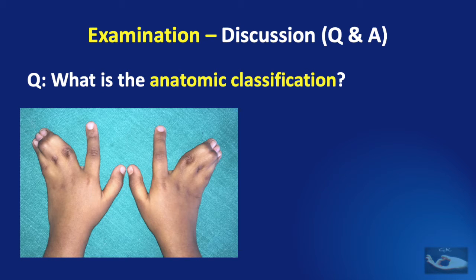So what is the anatomical classification of the patient under consideration? It is most probably complex because the nails have been fused together, which means that the terminal phalanges could also be fused, which of course we need to confirm with an X-ray, and it is complete because it is involving up to the tips of the fingers.